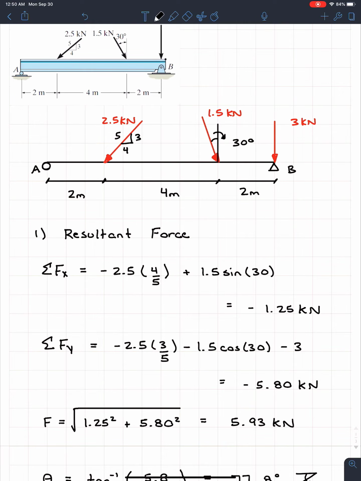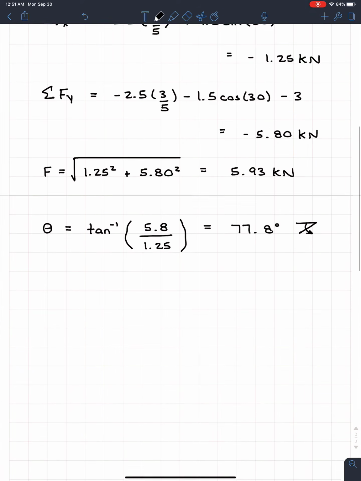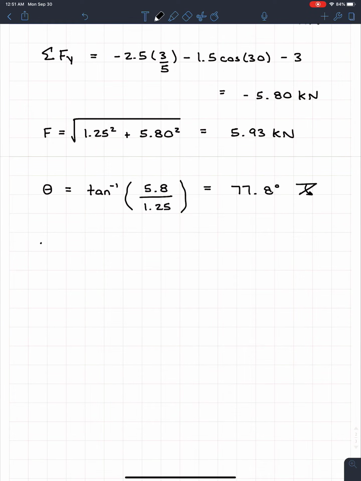However, this is really nice because all we're going to do to get the moment at A is the same thing as we did for the forces. We're just going to add up all the moments caused by those forces on point A, and that's our moment at point A. So all we have to do is go sum of the moments at point A, and that's going to equal 2.